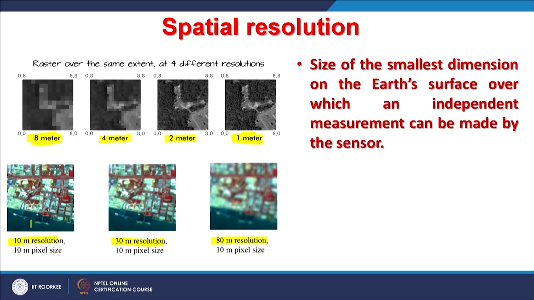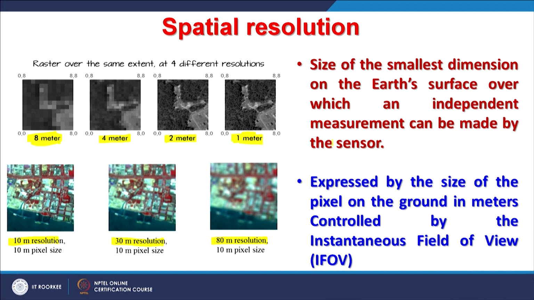But nonetheless, there are different requirements for different purposes, for different applications. Higher and higher spatial and spectral resolution images are being used or are being acquired. So, further on spatial resolution: the size of the smallest dimension on the earth's surface over which an independent measurement can be made by the sensor also indicates the spatial resolution. And this size is of the pixel, which is equivalent to the ground size in meters, controlled by the instantaneous field of view, that is IFOV.